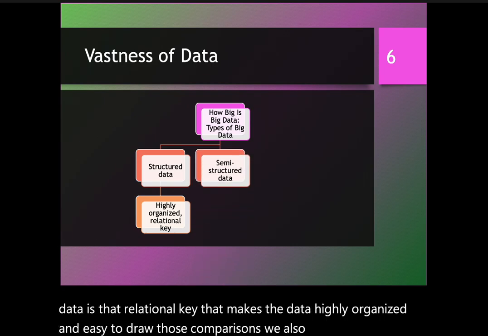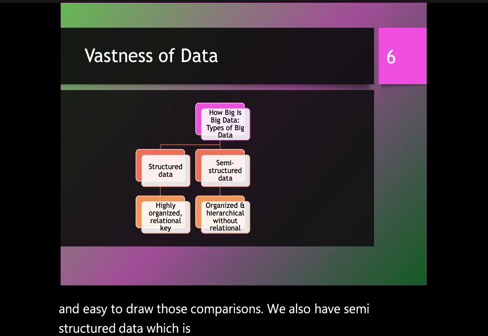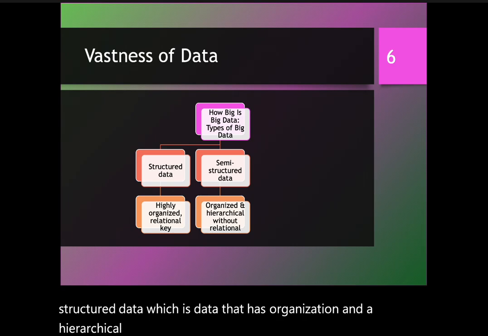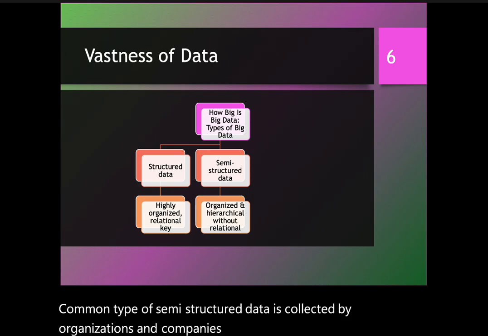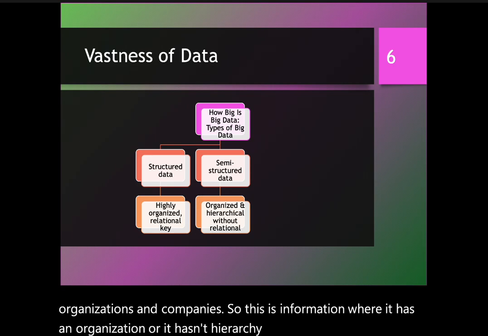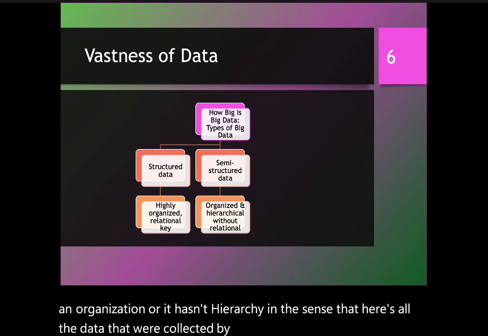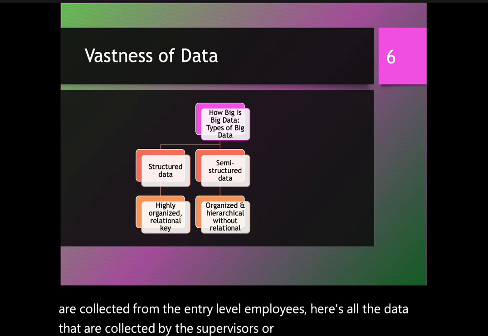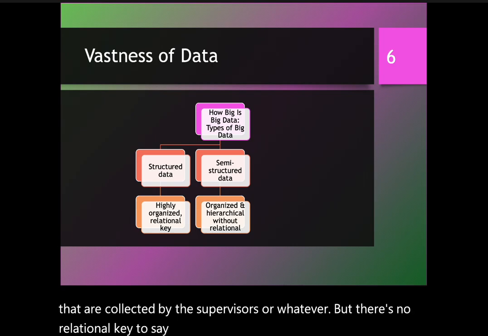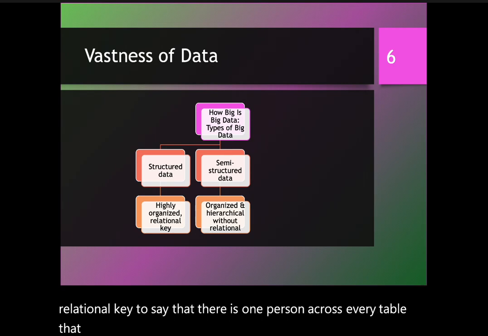We also have semi-structured data, which is data that has organization in a hierarchical order, but is not relational in nature. The most common type of semi-structured data is collected by organizations and companies. So this is information where it has an organization or a hierarchy, in the sense that here's all the data that were collected by managers. Here's all the data that are collected from the entry-level employees. Here's all the data that are collected by the supervisors or whatever. But there's no relational key to say that there is one person across every table that was answering these questions.